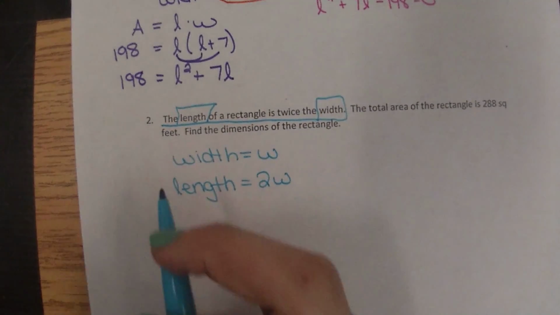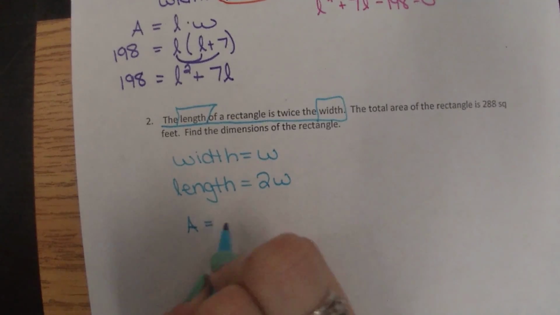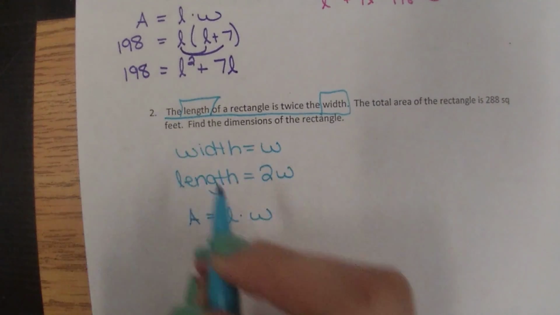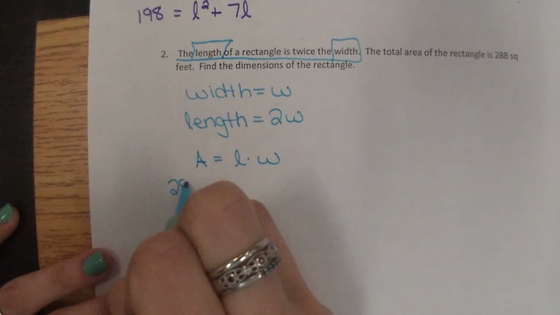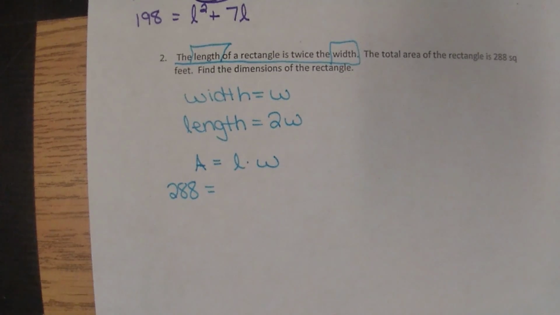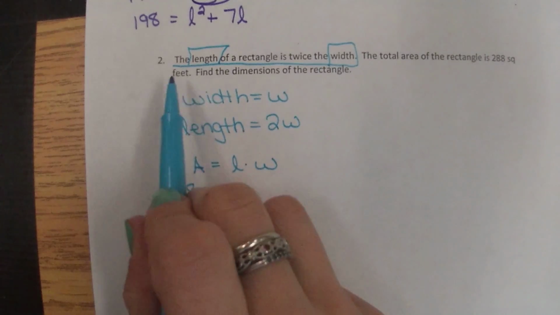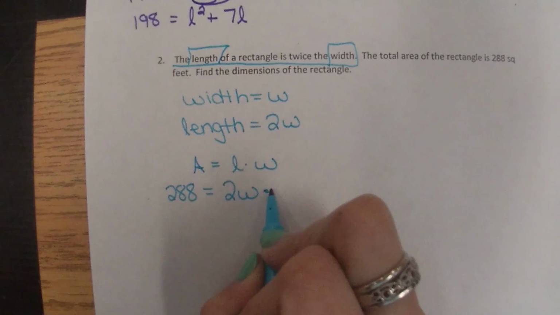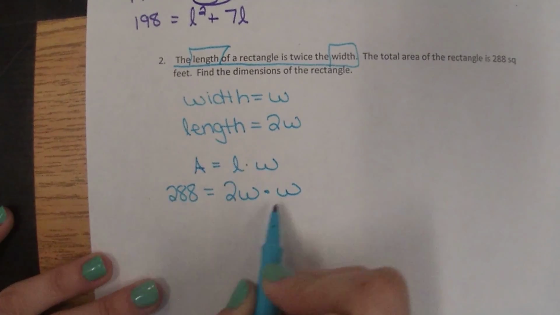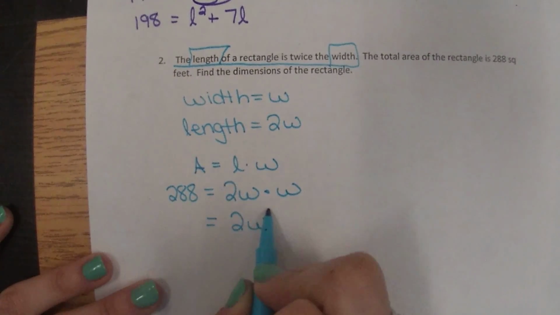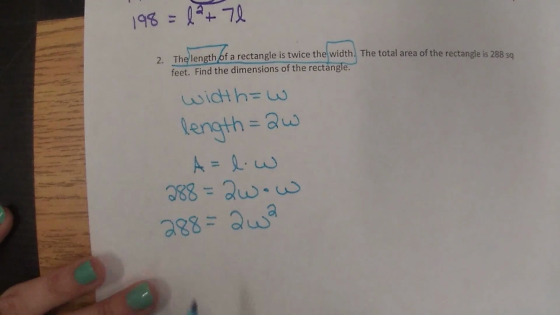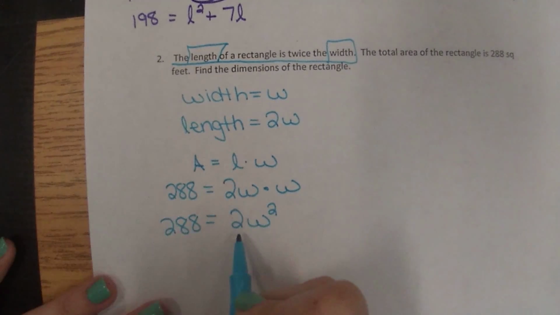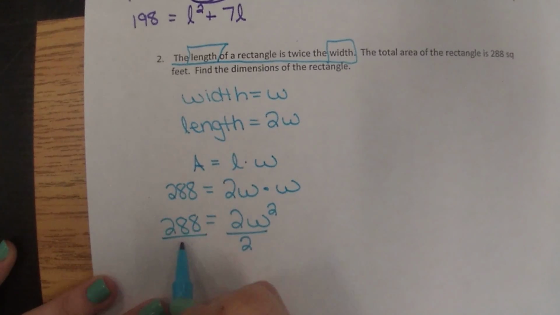Okay, so we know the area. So area equals length times width is our formula. The area is 288. Our length is, what did we say? 2W. Our width is W. So 2W times W is going to give us 2W squared. You could solve this with the quadratic formula, or you can just solve by taking a square root.